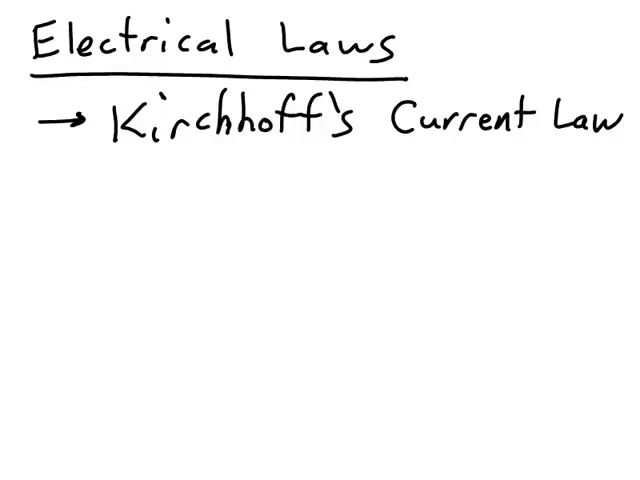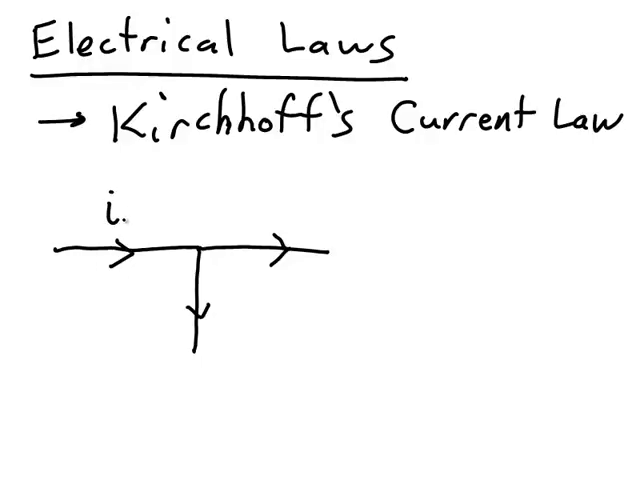Kirchhoff's current law is about what happens to current at a node. A node is a place where more than two wires meet at a junction. So, for example, we might have a node like this, where the current comes in here and leaves the node like this. Kirchhoff's current law says that the current leaving the node is equal to the current entering the node.